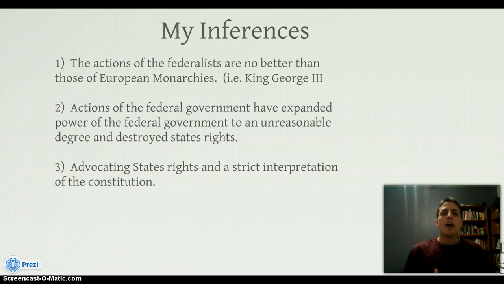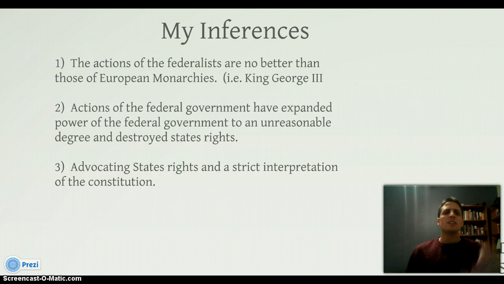And then the third one, I just wrote my opinion here, that he's advocating states' rights and a strict interpretation of the Constitution. So any of these things would be key inferences that you could get from the document. And hopefully you came up with similar things, or other things relating to the document. That's what you want to do for every single document. As you read, come up with some key inferences.